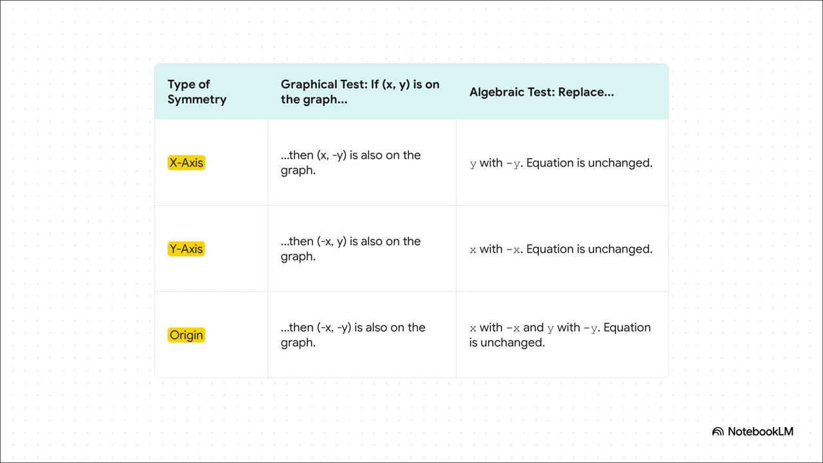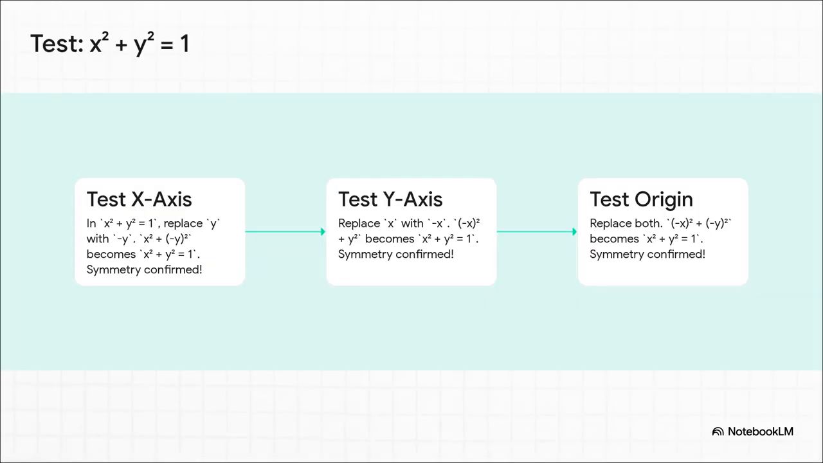If the equation somehow magically simplifies right back to what you started with, you've just proven it has that symmetry. It's that simple. Okay, let's try this out on a classic, the equation for a circle. Now the key here is that both x and y are squared. So what happens when you plug in a negative value for either of them? Well, squaring it makes it positive again. It's like the negative sign just disappears.